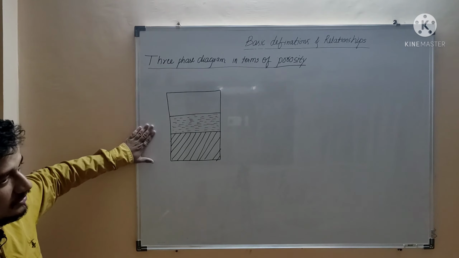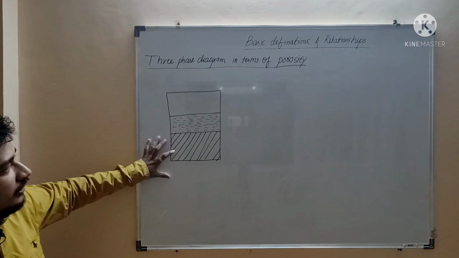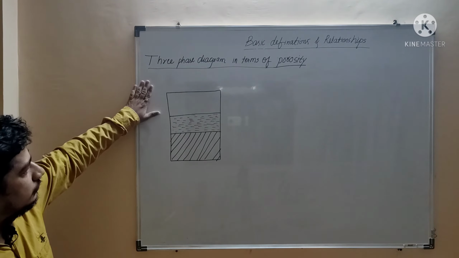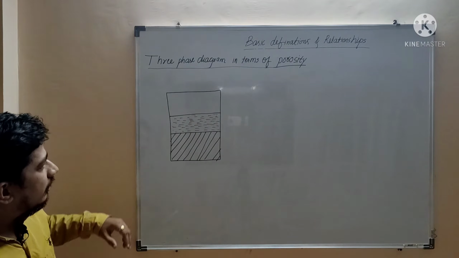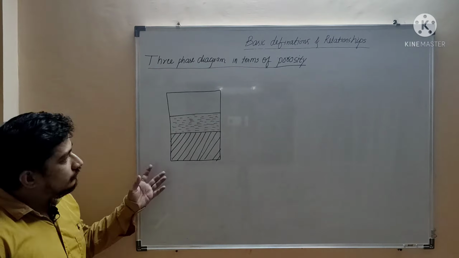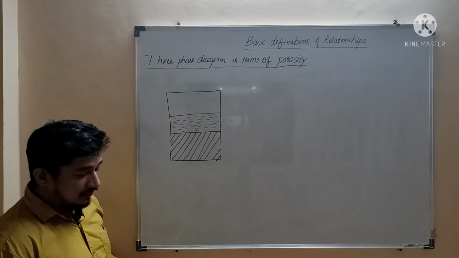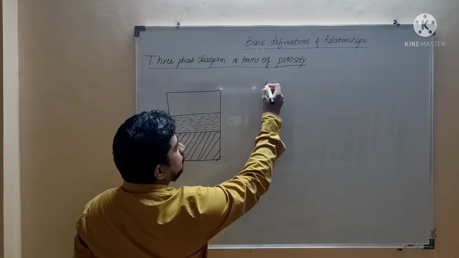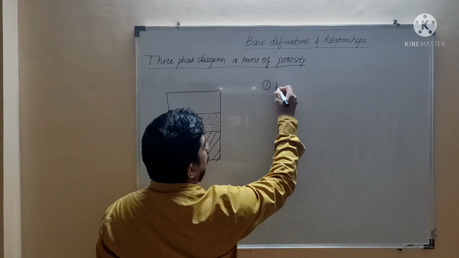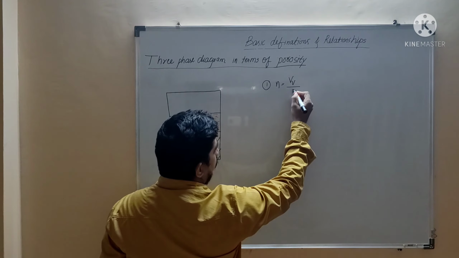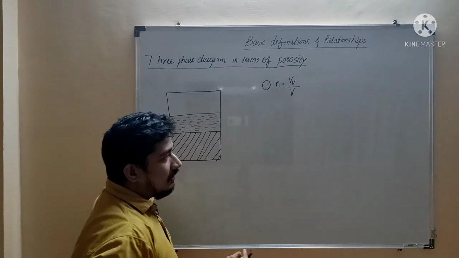So this is the soil mass. This is mass of solid, this is mass of water, and this is air. So the complex soil we have converted into a three-phase system, which is easy to understand. Now, what is porosity? Porosity is nothing but volume of voids upon total volume of a soil.